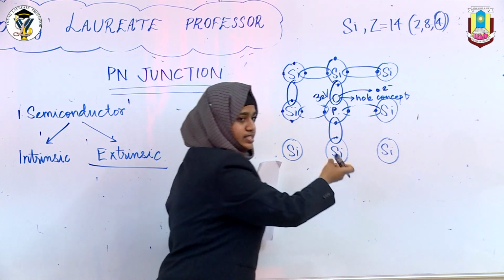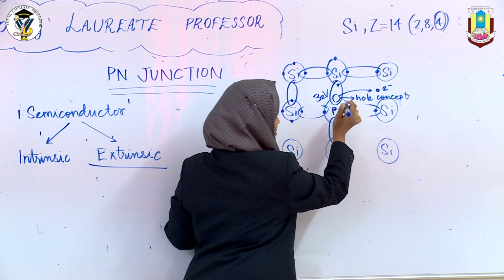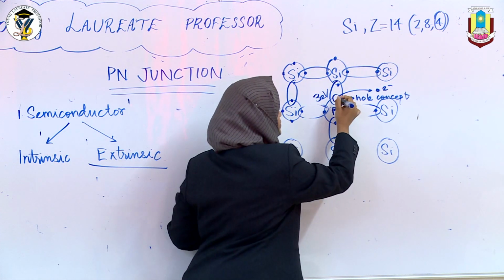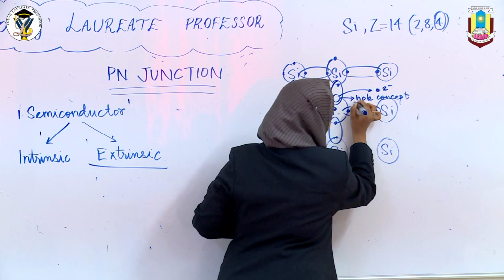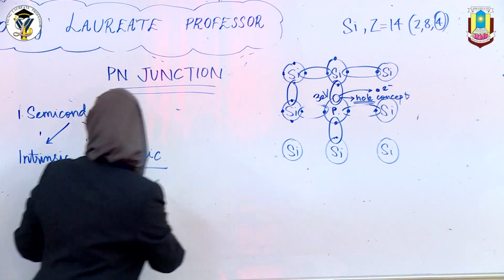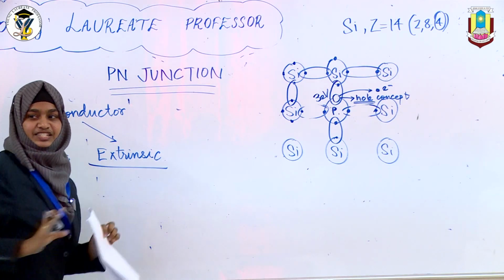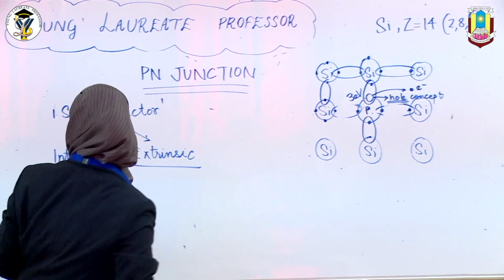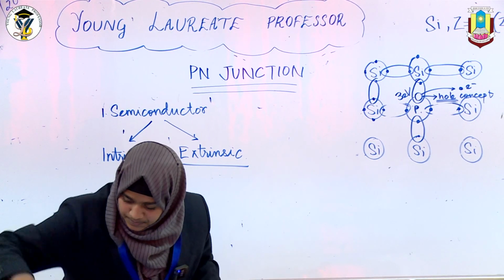When an electron is removed from a semiconductor atom, there will be a vacant space and a virtual positive charge is created in this space, and that positive charge is called a hole. Done? So we have basically explained intrinsic and extrinsic semiconductors. Now we will be dealing in detail with extrinsic semiconductors.